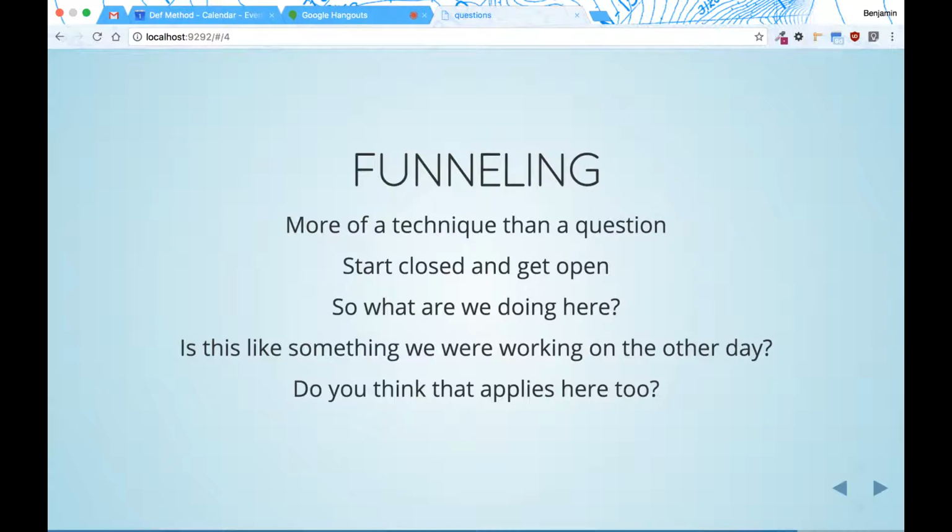"Is this something we were working on the other day?" There's a little bit more thinking. Even though the answer is yes or no, you get to think about the past and recall exactly what you were working on. And then, "Do you think that applies here too, right?" If you were working with somebody, saying "What are we doing here?" is not going to get that person to think of the correct pattern, but flowing from these closed to open questions might drive someone to that route.